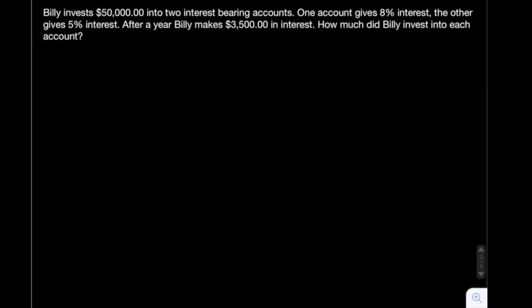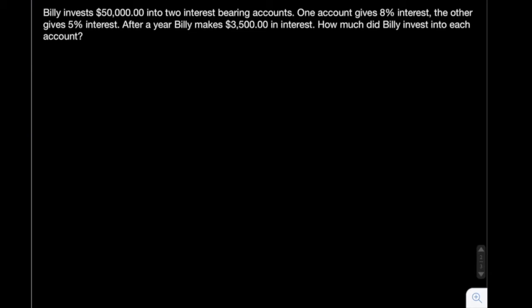Billy invests $50,000 into two interest-bearing accounts. One account gives 8% interest, the other gives 5% interest. After a year, Billy makes $3,500 in interest. How much did Billy invest into each account?